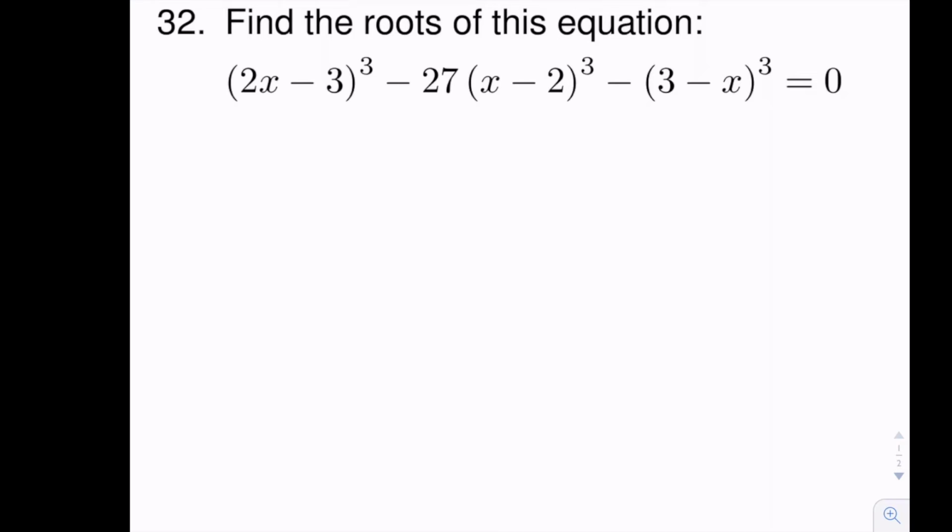Hi everyone, today we want to solve this nonlinear equation. If you want to solve the problem yourself, please pause the video now.